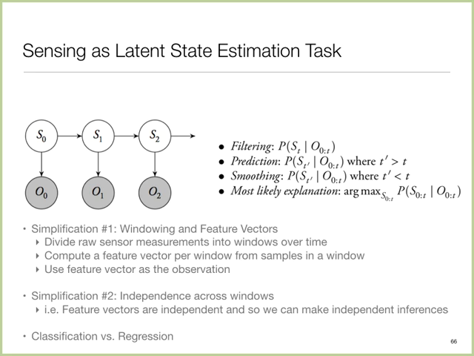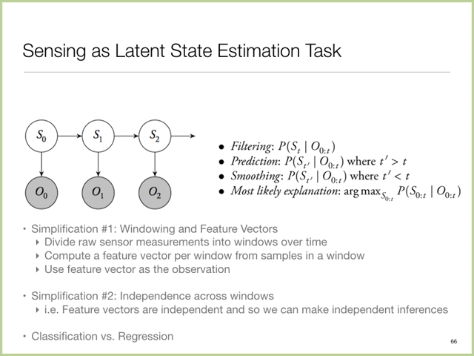The third one is smoothing. Smoothing basically says that I want to estimate the state at some t prime, which lies in the window 0 to t. So in effect, it's saying, look at the past and the future, and then tell me a good estimate of that state.